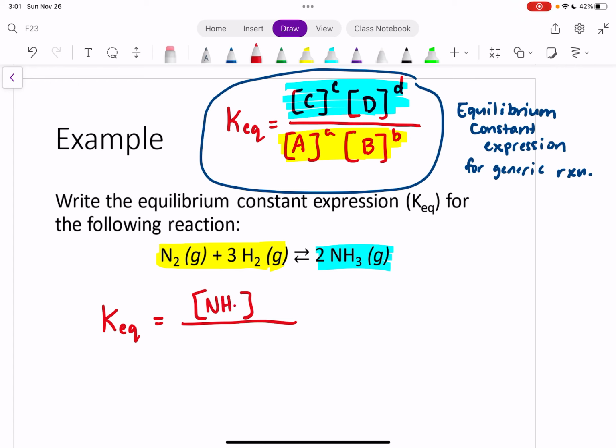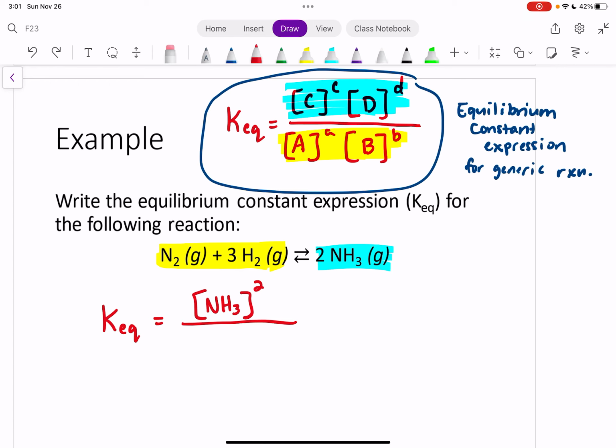So for NH3, that is our product. Now we need to raise it to some coefficient, right? So what is the coefficient in front of NH3, our product? Yeah, 2. Okay, and I know there's another spot here where we could put some other reactant, or some other product, sorry, but we don't have another product, so we just leave it like that.